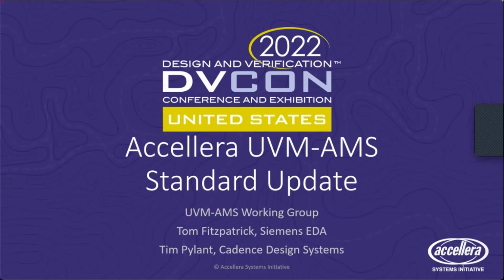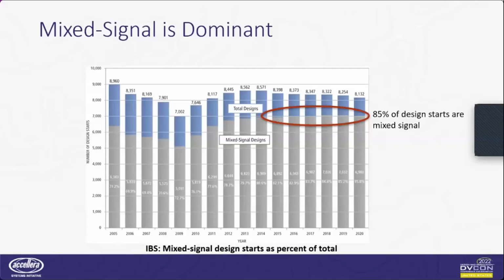So why are we doing this? Well, with this data from International Business Strategies, we can see that 85% of design starts are mixed signal in nature. This includes several different industries, including 5G, automotive, IoT, and others. And this is leading to more and more recognition of the risks and challenges in mixed signal verification.